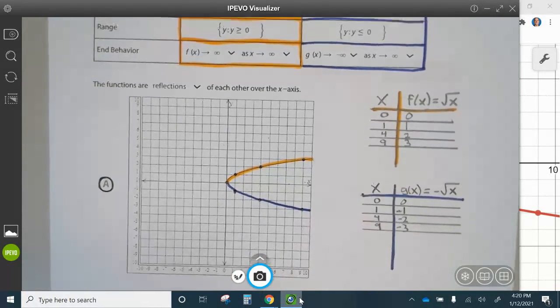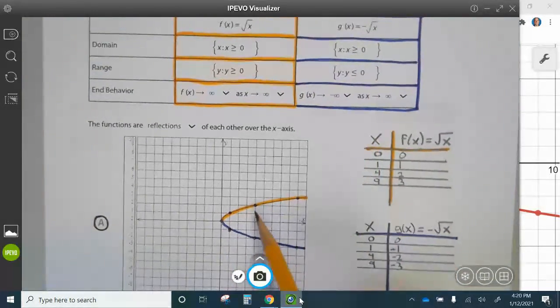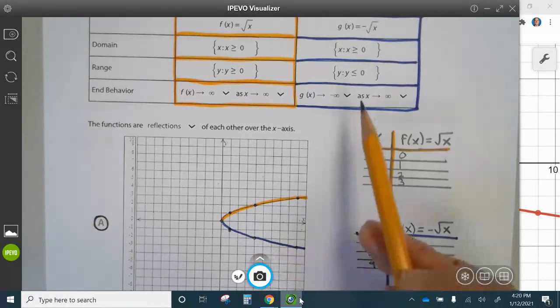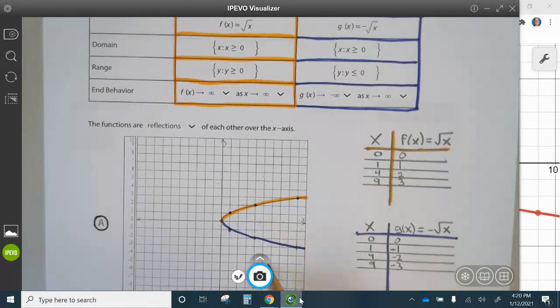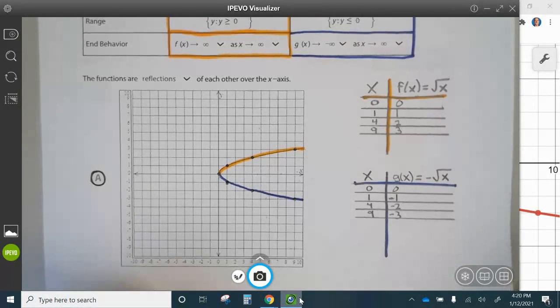Now, the domain is x greater than or equal to 0, but in this case, because it's going negative, y is less than or equal to 0. Now, as x approaches infinity, f of x approaches negative infinity. Go ahead and finish up question 1. All right, let's take a look at question 2.